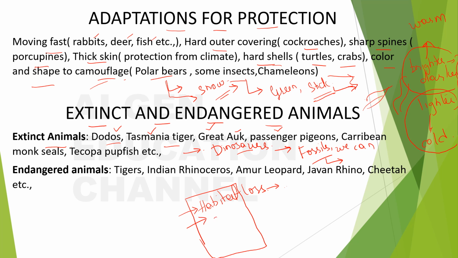And what will be the other? Climate change. Yes, climate change will contribute to habitat loss, but I want to specifically mention that climate change is also one of the reasons for that. Okay, and overhunting. So if something is overly hunted, then they may also get extinct, right?